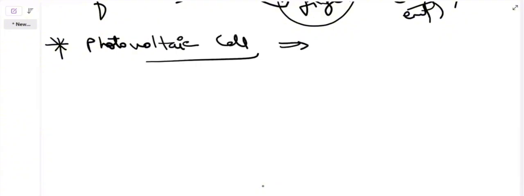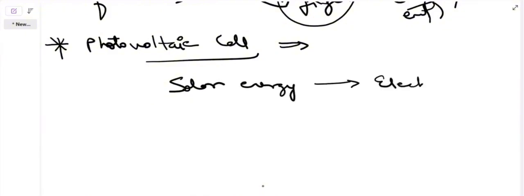Now, what is a photovoltaic cell? It is a semiconductor device that is based upon the PN junction, and it transfers solar energy into electrical energy. You are aware of the PN junction, yes? Yes, ma'am.